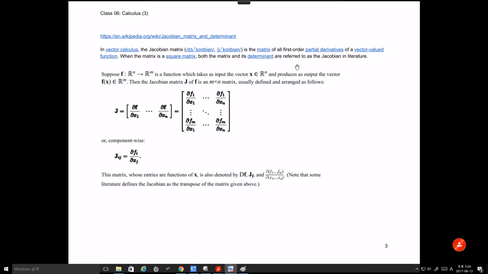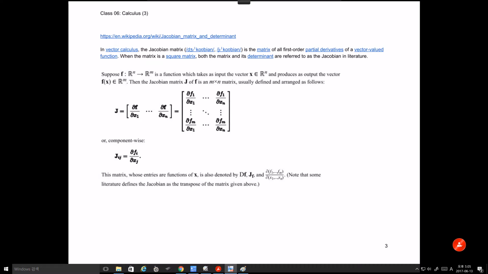Now let's take a look. Suppose f is a function from n-dimensional space to m-dimensional space. Suppose f: Rn to Rm is a function which takes as input the vector x in n-dimensional space and produces as output the vector f(x) in Rm, m-dimensional space. Then the Jacobian matrix J of f, J_f, is an m-row, n-column matrix, m by n matrix, usually defined and arranged as follows.